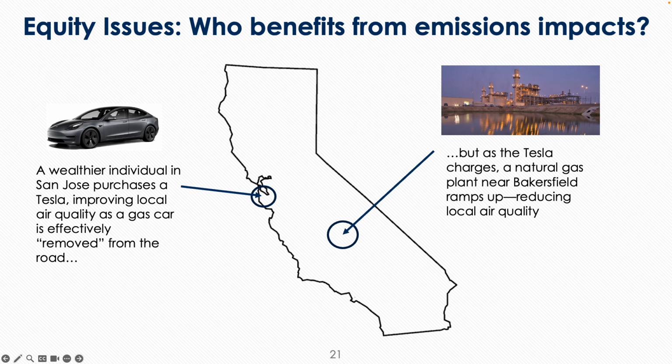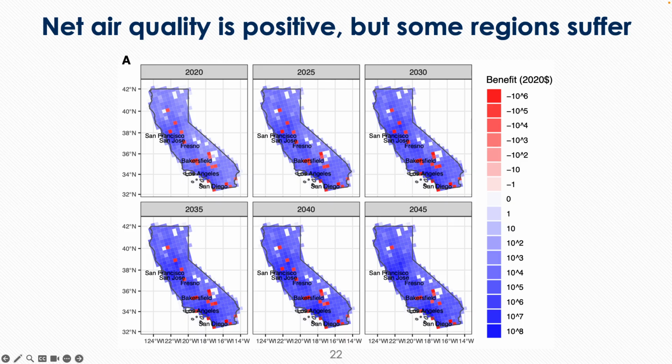But then when they charge, maybe there's some kind of fossil fuel plant, like a natural gas plant in Bakersfield, that will be providing the electricity that person is using when they're charging, which then reduces the local air quality of that region, right? And so you're shifting and causing environmental externalities in a different place. This was something that we investigated. And so the net air quality, right?